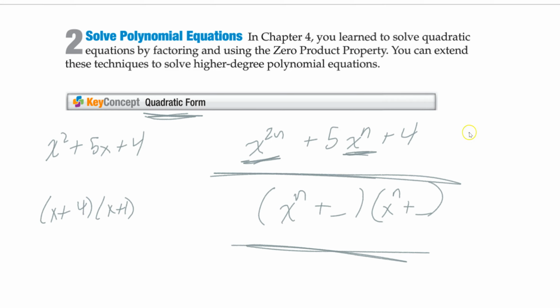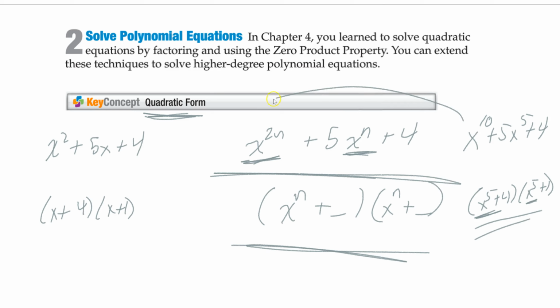So if I gave you stuff like x to the 10 plus 5x to the 5th plus 4, this is half of that, so if I make it x to the 5th, it'll work because x to the 5th times x to the 5th is x to the 10. It all kind of follows. So that's quadratic form. If the middle term is half the first degree, the leading degree, then you could factor it like normal. That's what quadratic form is.